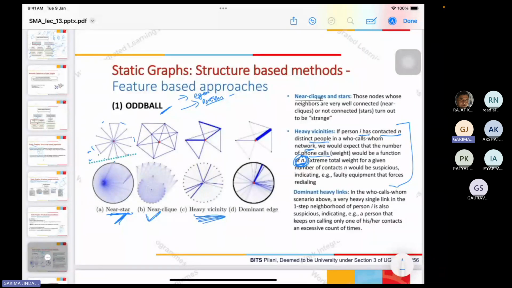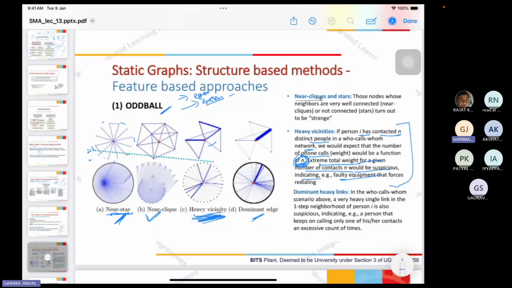If it is not a function of n, if it is some very extreme value, then that particular node can be considered anomalous. An extreme total weight for the given number of contacts would be suspicious. This can be due to faulty equipment, for example, that is force dialing these numbers. That is called heavy vicinity. So you consider a node and its edges, and if the total weight of the edges is extremely high, then that is considered anomalous behavior.